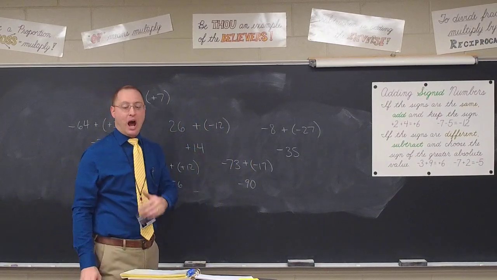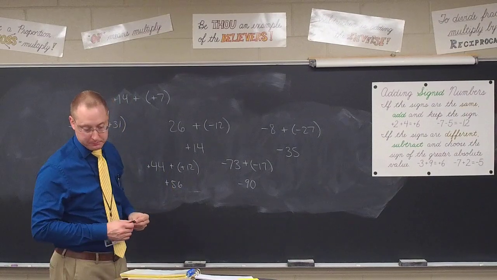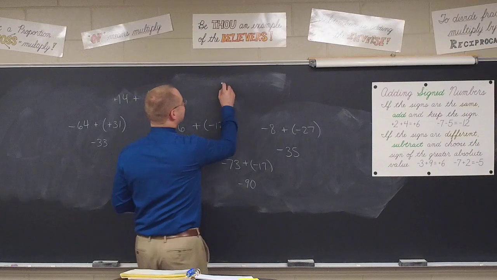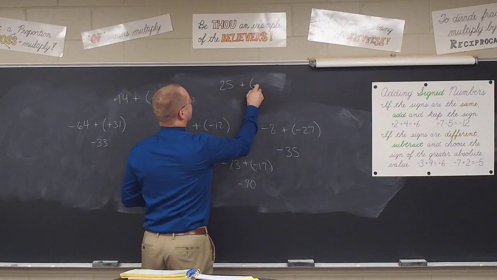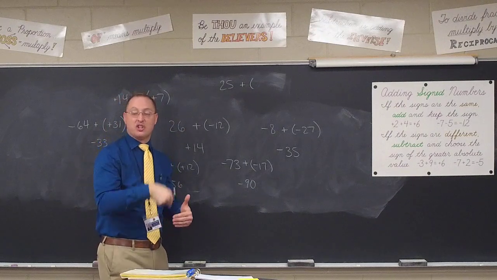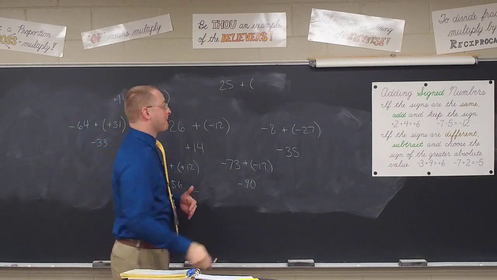Number 20, how will we rewrite that as an addition problem? Negative 25. Oh, don't touch the first number. Positive 25 plus negative 75. Well, it already was a negative 75. Add the inverse. Change the negative 75 to a positive 75.